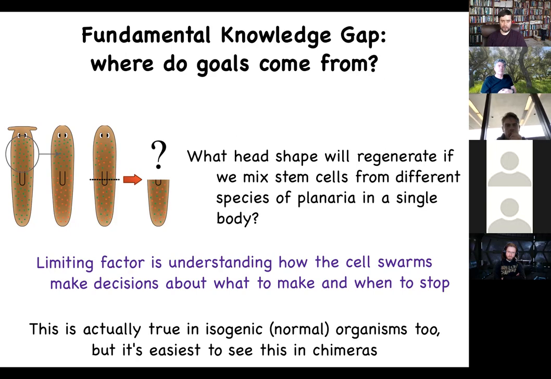And you can see this right away, asking very, very simple questions like, what if I mix the stem cells from different kinds of planaria with round and flat heads? What are they going to make? Okay, we don't have any models yet. The field, despite all the progress on stem cell biology, has no model that will make a prediction on what happens if you make a chimera of mixed cells. So what will be the anatomical goal state of an agent made up of these different types of cells?